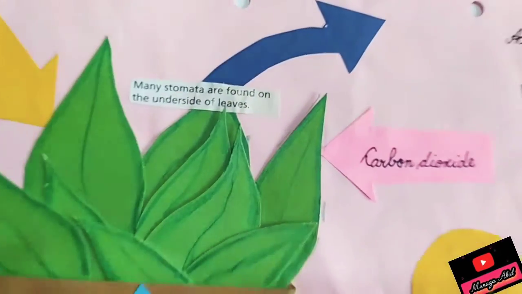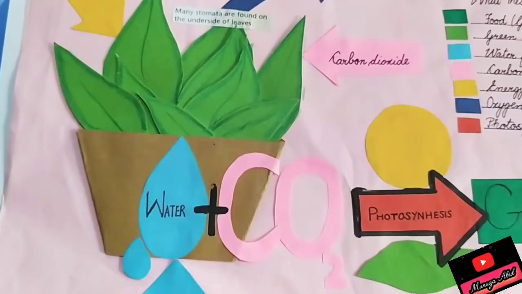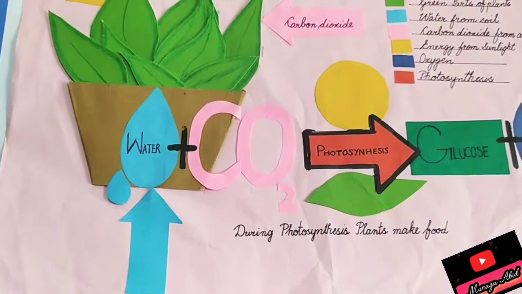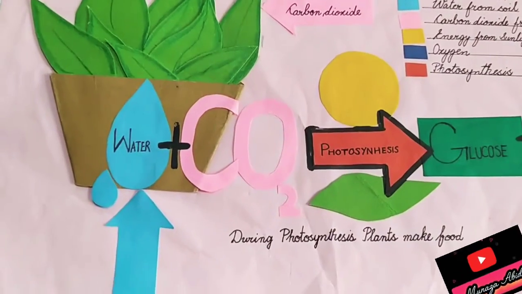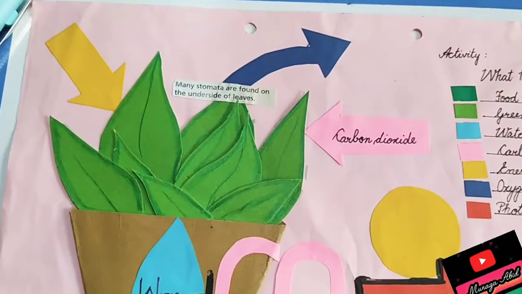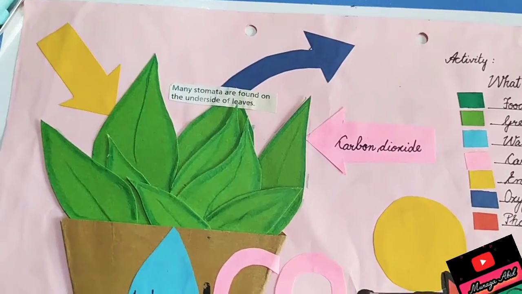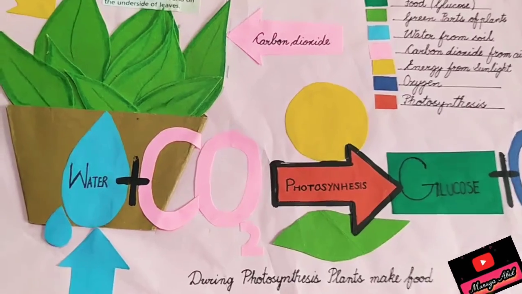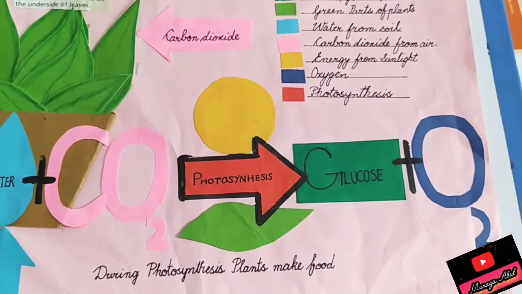They are telling you that many stomata are found on the underside of leaves. This is a pot with a plant. This plant is absorbing water from soil and carbon dioxide gas from air, and it's getting energy from sunlight. In the presence of chlorophyll and sunlight, water combines with carbon dioxide and photosynthesis occurs.